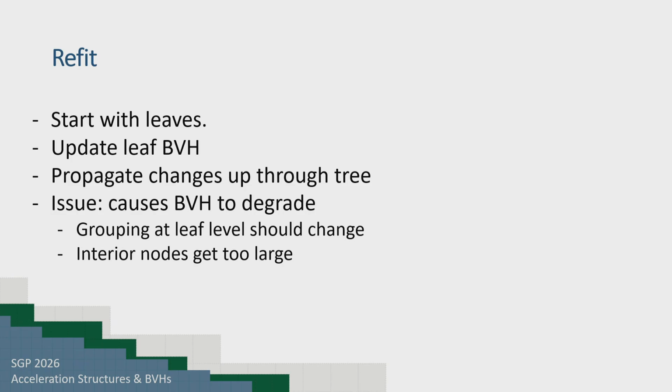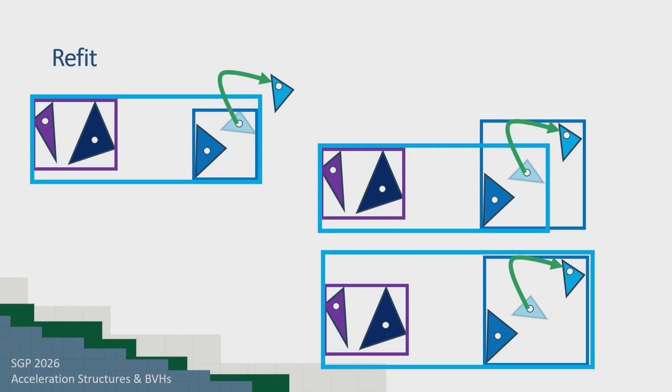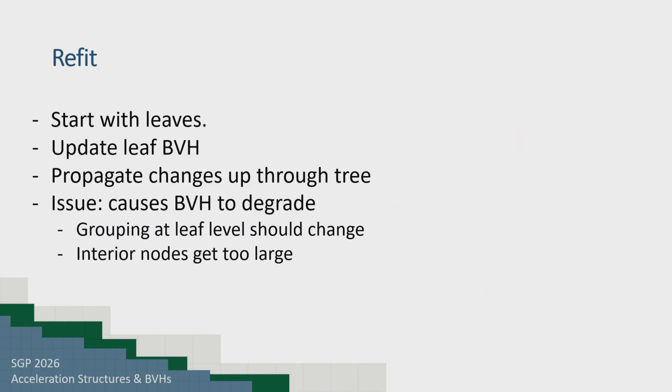This is relatively cheap. You just do a single pass over each level. You propagate these changes upward. The problem is that this causes your BVH to degrade over time. These nodes become larger, and maybe at some point the grouping would change. Like this moves close to another triangle that was somewhere else, and in theory, we should now build a node over those two rather than over these two. That's tricky to do in this context, so you would have to do some extra work. So if you do this for too long, your interior nodes will get very large. You will get less and less benefit from your BVH.